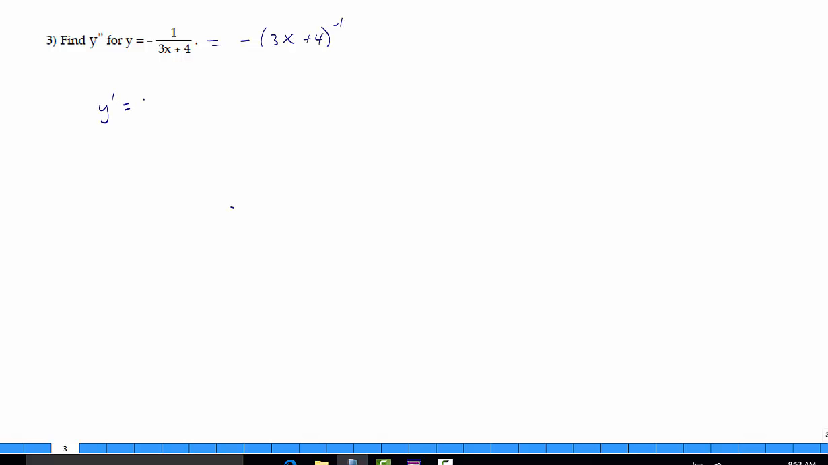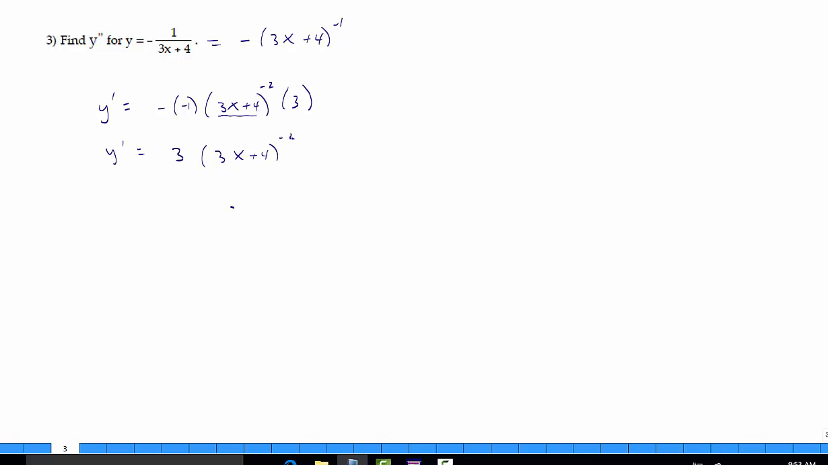So my first derivative, I have to bring down my exponent. I've got a negative here already, so I bring down my -1, decrease my exponent by 1. So now it's to the -2 power times the derivative of what's inside here, so times 3. So my first derivative, I'm just going to simplify this a little bit, bringing my coefficients together. That becomes a positive, and I have the 3. So I've got 3 times (3x + 4) to the -2.